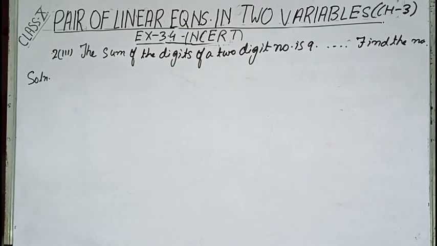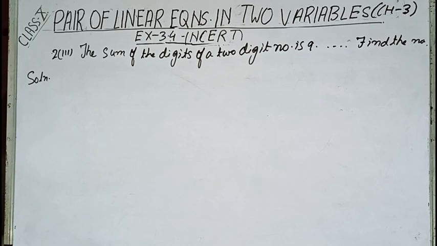Let us go to question number 2, subpart number 3. The question is, the sum of the digits of a 2-digit number is 9. Also, 9 times this number is twice the number obtained by reversing the order of the digits. Find the number.